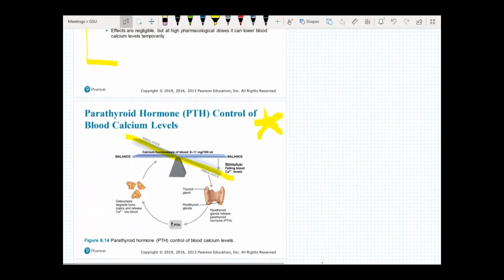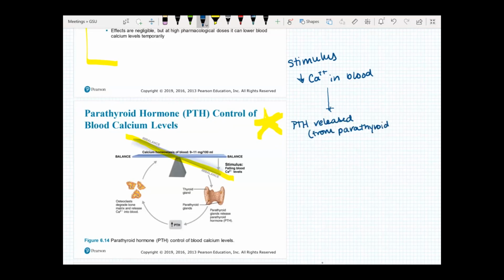So here we go. Here's an example of a negative feedback cycle. The first thing you're going to have is your stimulus. So our stimulus is going to be a decrease of calcium in the blood. If I have a decrease of calcium, the next step is my parathyroid hormone, PTH, will be released. And it is going to be released from the parathyroid gland. So this will live in your throat. And when you have a decrease in calcium levels in your blood, your parathyroid hormone is released.